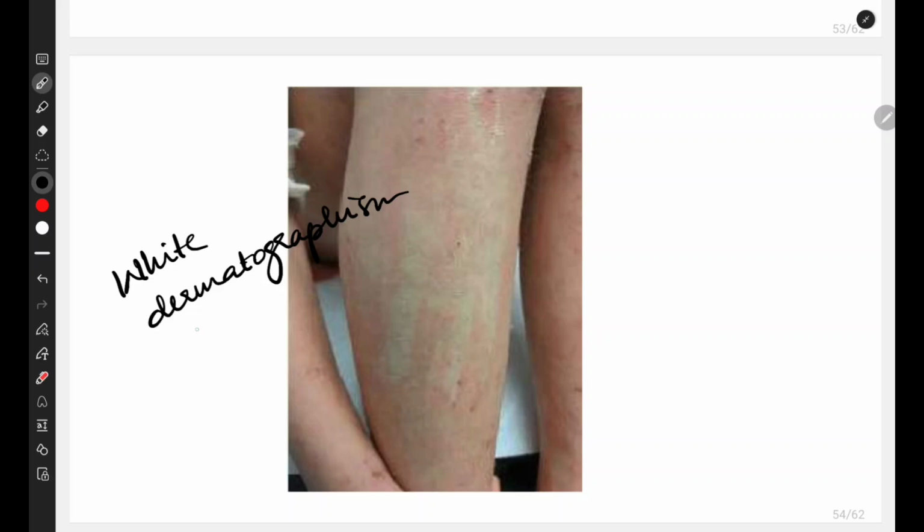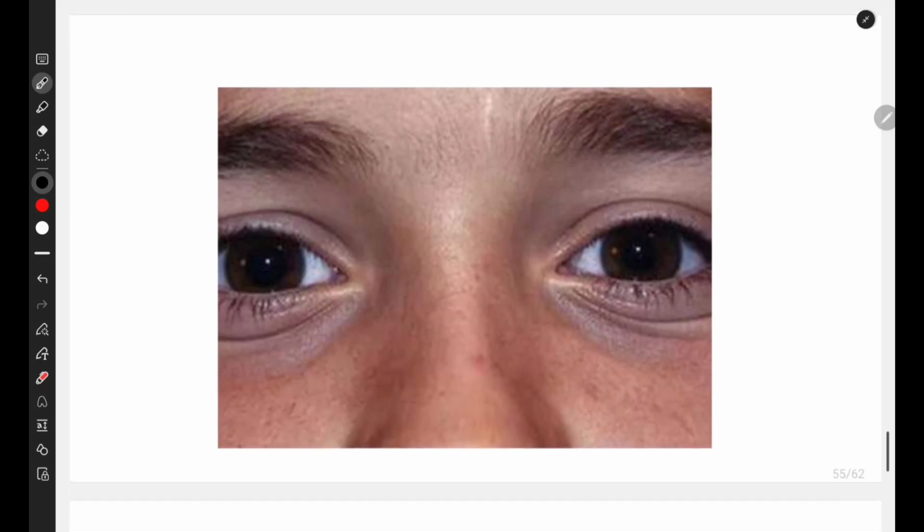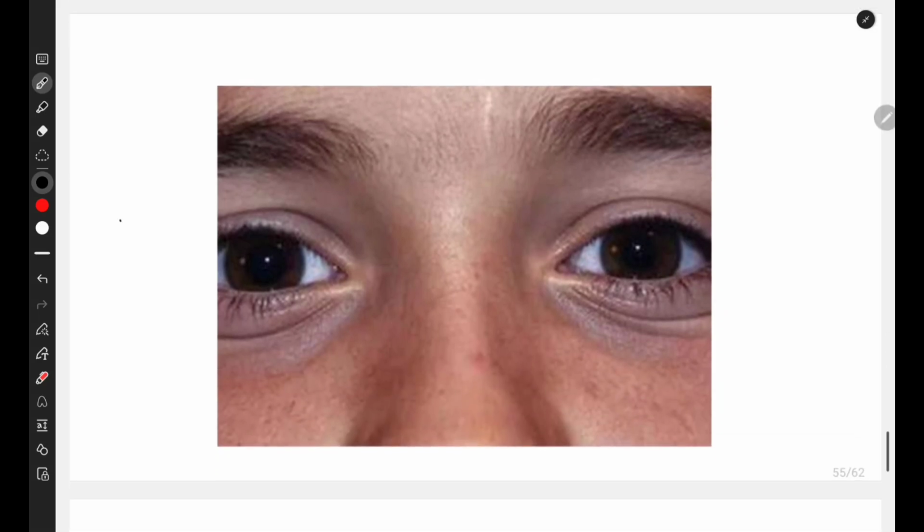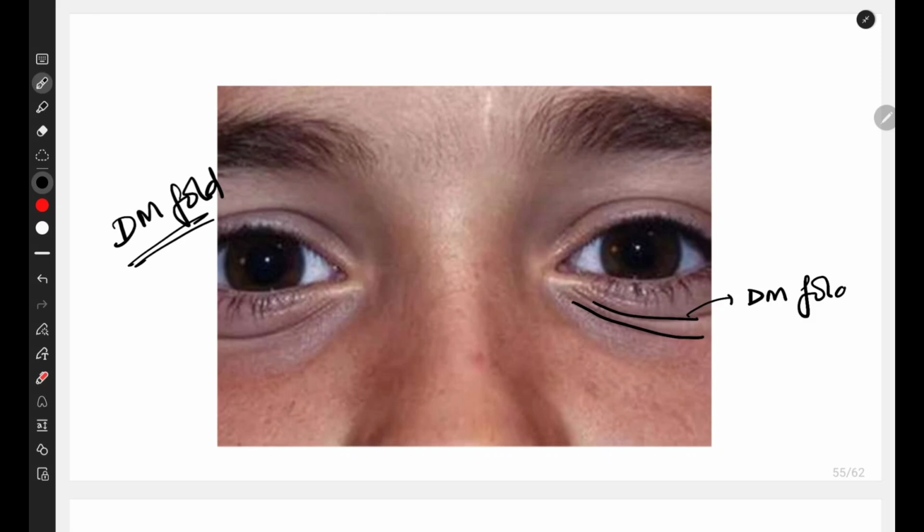Usually in dermatographism, when that area is stroked with a sharp object, there will be red color formation. But here you can see there is white dermatographism. This is also seen in atopic dermatitis. Then this is called the Dennie-Morgan fold. It is not characteristic of atopic dermatitis, but is seen when the person repeatedly rubs their eyes. Now there will be extra folds below the eyes. It's called the Dennie-Morgan fold.